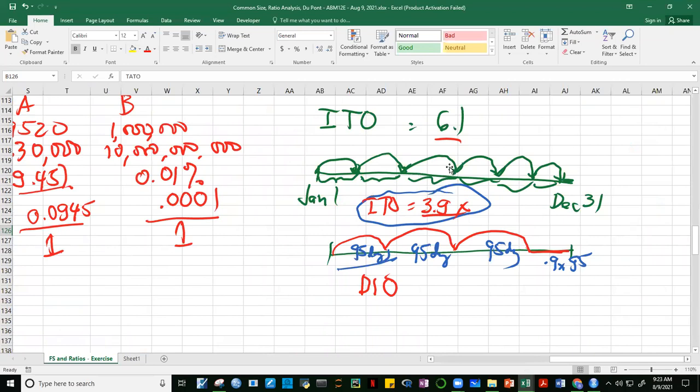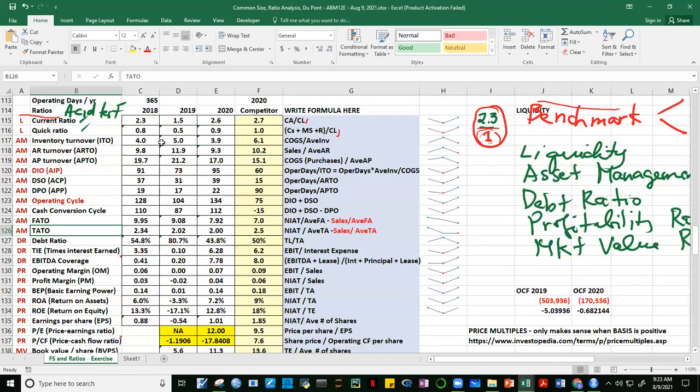So for the competitor, it's 6.1 times, while the company only has 3.9 times. The inventory turnover is 3.9 times relative to the competitor's 6.1 times. So then we say that the greater the ITO, the greater the inventory turnover, the better. In fact, if we take a look at the progress, there was a marked improvement in 2019, but it went down in 2020. So it's only turning its inventory 3.9 times a year as compared to its competitor.